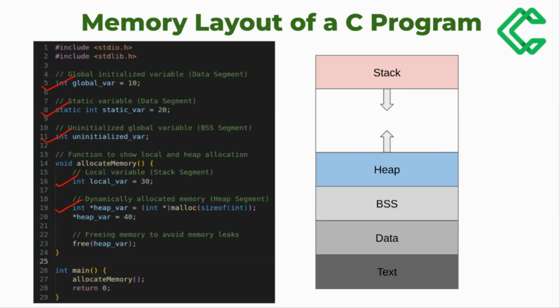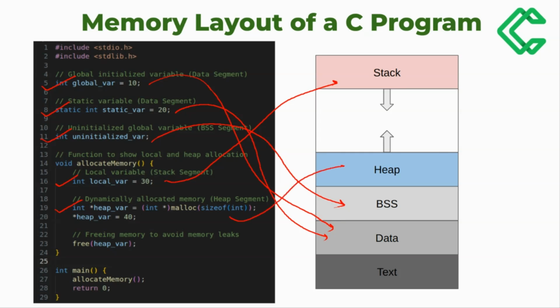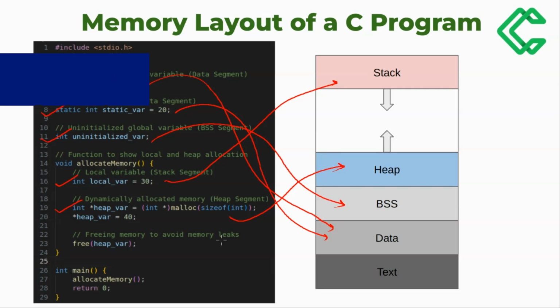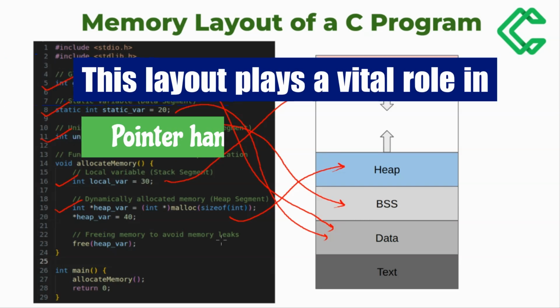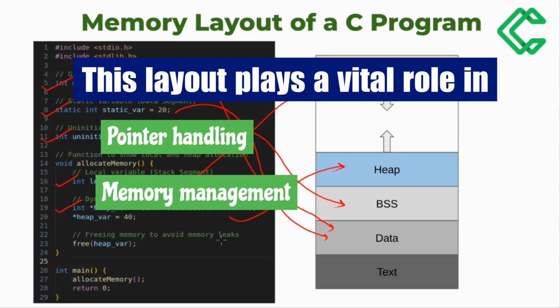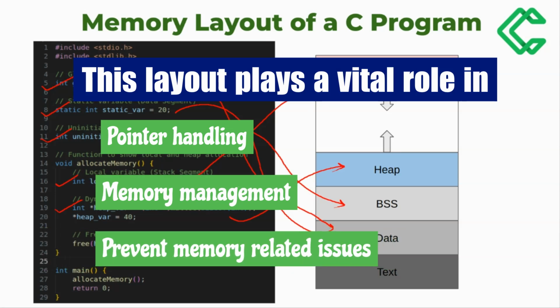As we have discussed already, the global initialized variable will go to the data segment. The static initialized variable goes to the data segment. The uninitialized variable goes to the BSS segment. The local variable goes to the stack segment, and the memory allocated using the malloc function goes to the heap. This layout plays a vital role in pointer handling, memory management, and preventing issues like memory leaks and dangling pointers.